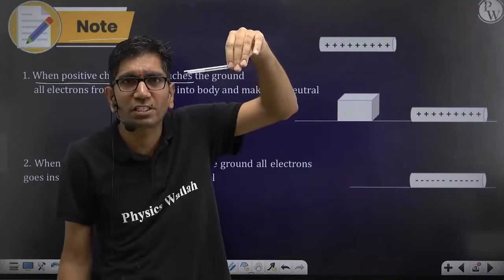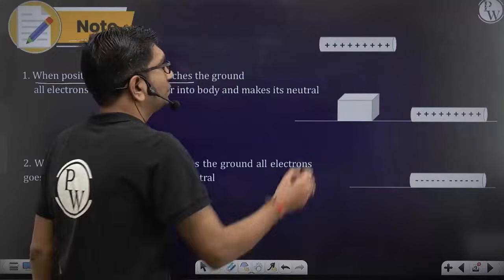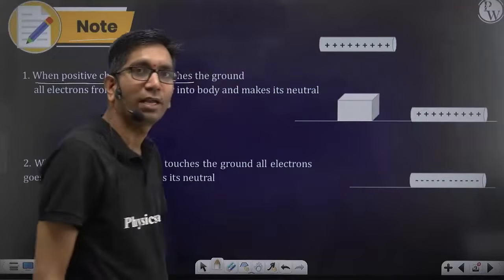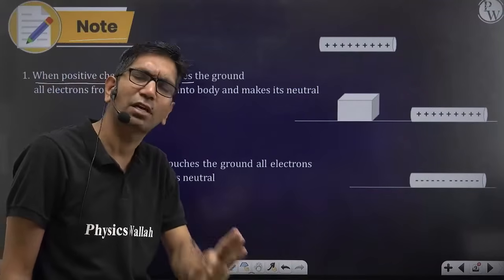So this is the positively charged body. When a positively charged body touches the ground, what happens? It will become neutral, no? As everyone knows, it will become neutral. Correct.